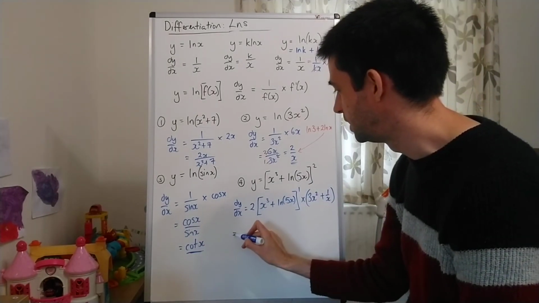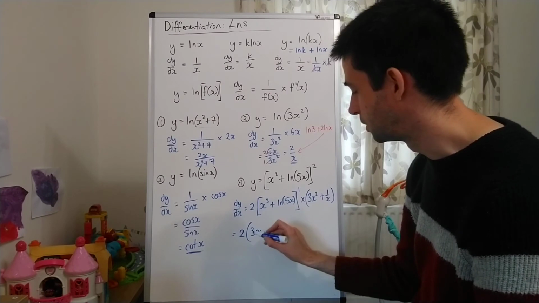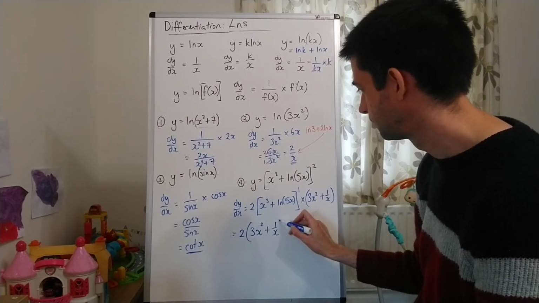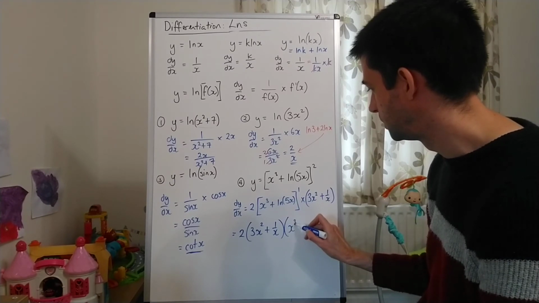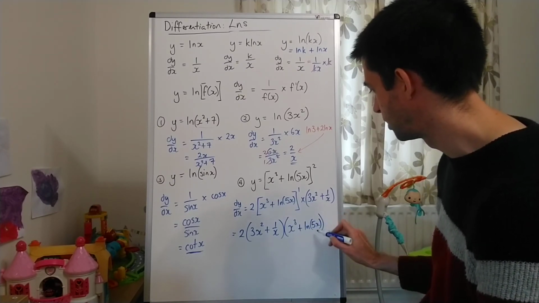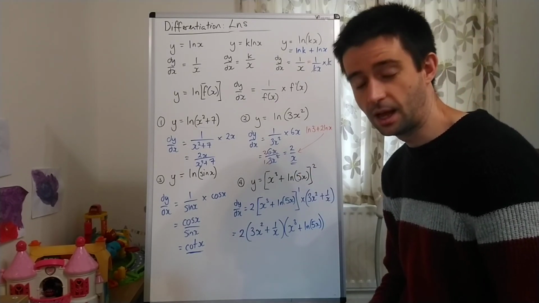And all I'm going to do just to finish this off, I'm not going to mess around trying to expand it out because it's yucky. I'm just going to write 2, lots of 3x squared plus 1 over x, and then x cubed plus ln 5x. And that is my expression for dy dx for that function there. And that is job done.